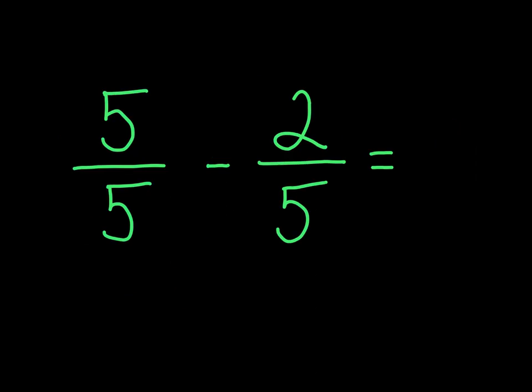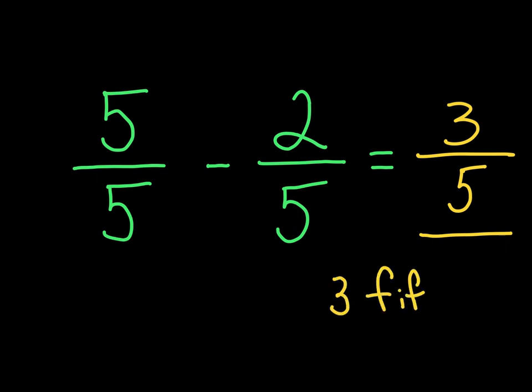5/5 take away 2/5 is how much? Well, again, with our fraction bar, our denominator stays the same because it's like, so I'm going to keep the 5. And in the numerator, we're going to subtract 5 minus 2. Well, that's a 3. So 5/5 take away 2/5 is 3/5. Also written as 3/5 if we want to go back to that unit form.